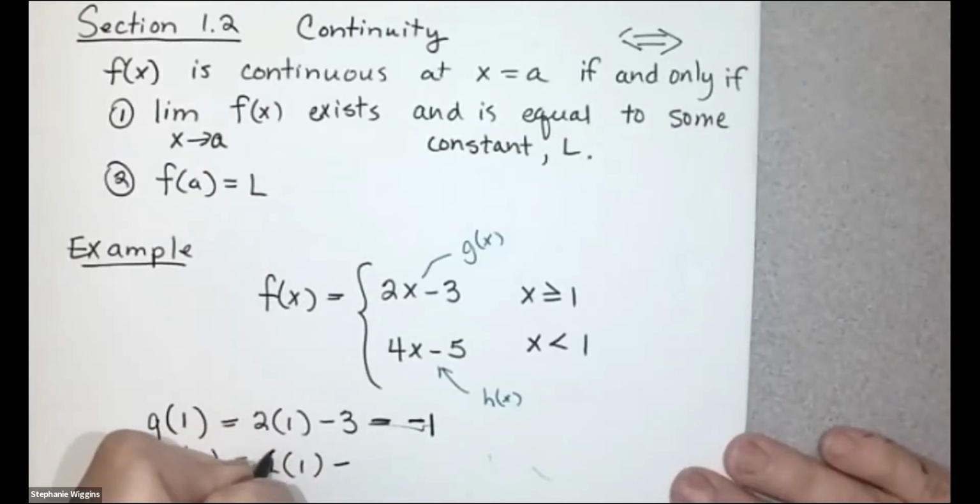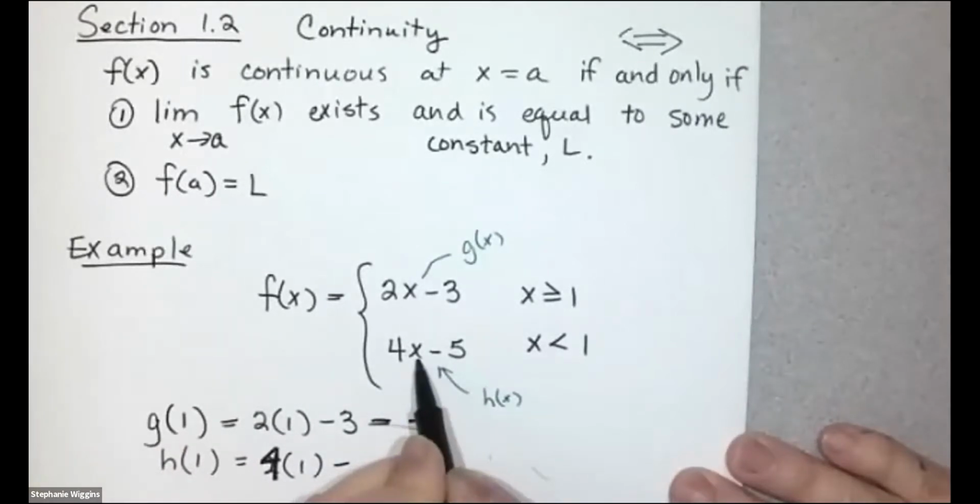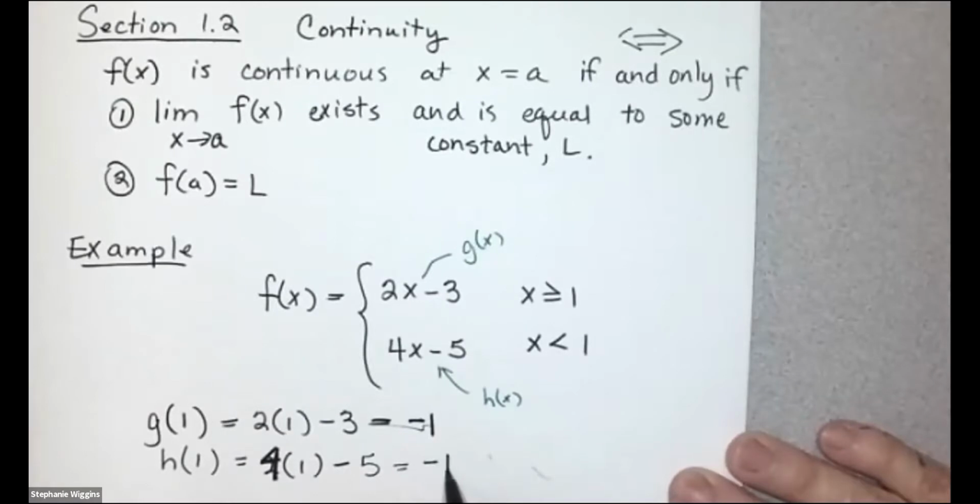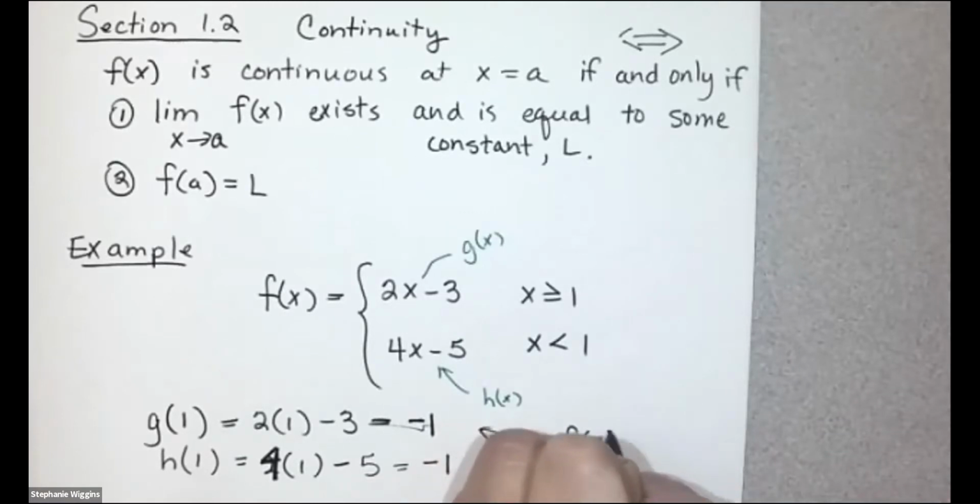Oops, I was supposed to plug in to h. That's 4 times 1 minus 5. And I get 4 minus 5, that's -1. So they do line up. So our function f of x is continuous.